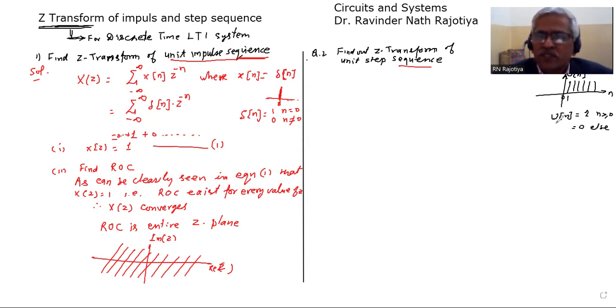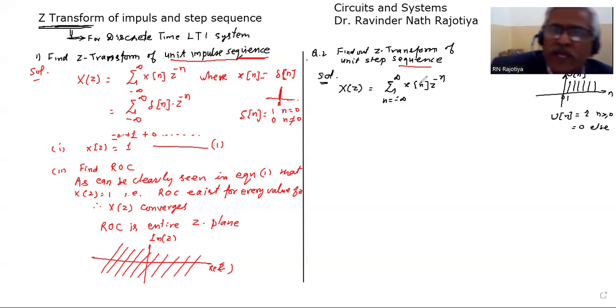So this can now be put into the standard equation for the Z transform. Therefore, the solution is, with this background, you know what the unit step sequence is. So with this background, I know that X of z is given by the summation from n equal to minus infinity to plus infinity of x of n into z power of minus n, where x of n is the input signal, which is given as a unit step.